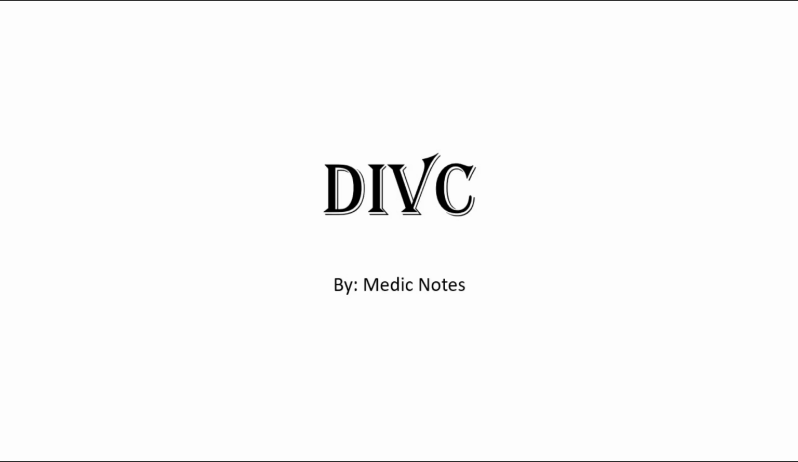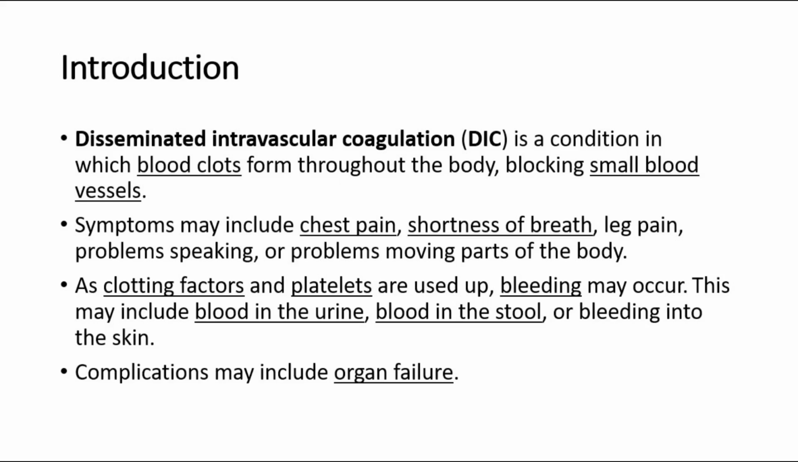This video is on disseminated intravascular coagulation. Disseminated intravascular coagulation is a condition in which blood clots form throughout the body, blocking small blood vessels. Symptoms may include chest pain, shortness of breath, leg pain, problems speaking, or problems moving parts of the body.